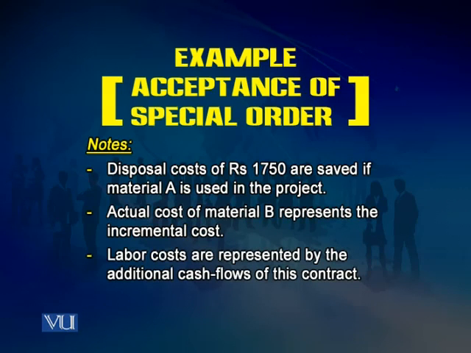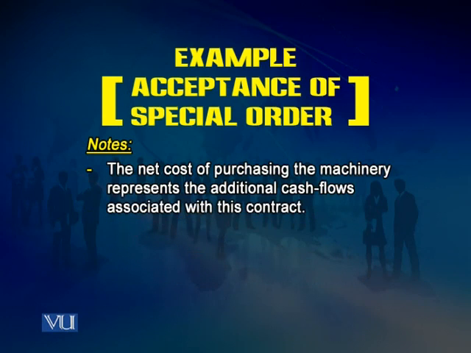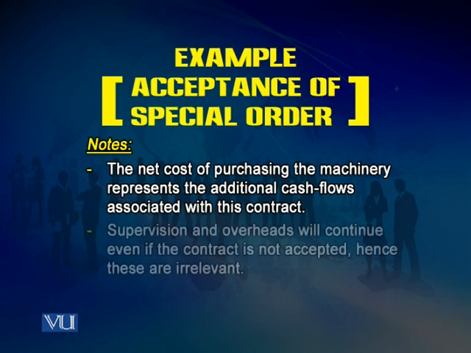Labor costs are represented by the additional cash flow of this contract. The additional cash flow in this case is what would be the cost of replacing the labor, and that is 7,000. The net cost of purchasing the machinery represents the additional cash flows associated with this contract, both positive cash flow and negative cash flow. The negative cash flow or the outflow is the cost of acquisition, and the positive is the value of disposal at the end of the project.